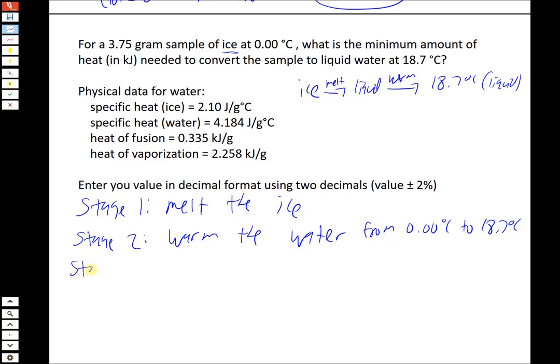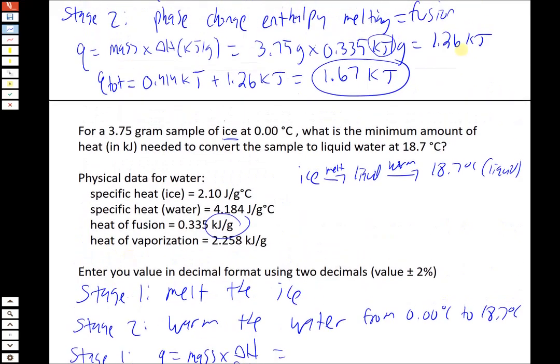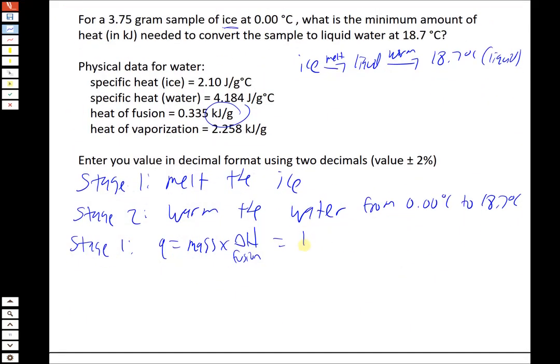So for stage 1, the heat is going to be calculated exactly the same as the last problem. It's going to be mass times delta H, again because delta H is given per gram of substance here, and we're going to use the fusion enthalpy again because we're melting the ice. So that's going to be the same number as last time. The second stage last time gave us 1.26 kilojoules. So as we found in the last problem, it takes 1.26 kilojoules to melt this much ice. So that's stage 1. And then stage 2 again is a situation where we're just warming the substance up. We're at liquid water once we've melted it, and we're going from 0 degrees to 18.7. So that's just going to be Q equals m c delta T.